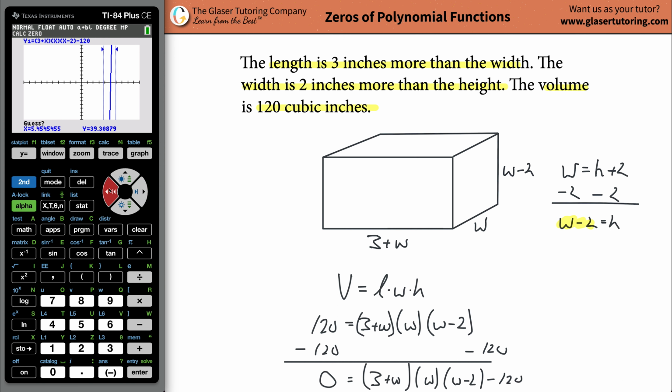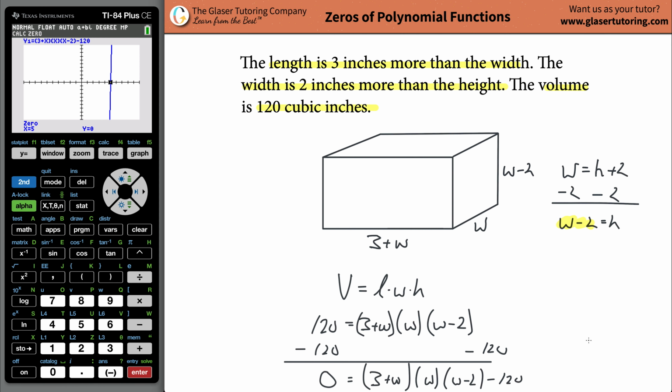And then you're going to guess. You don't have to get it exact, just get it close. That actually worked out to be right on. But let's just say it's 4.84. Hit enter. The calculator is still going to calculate that as 5.